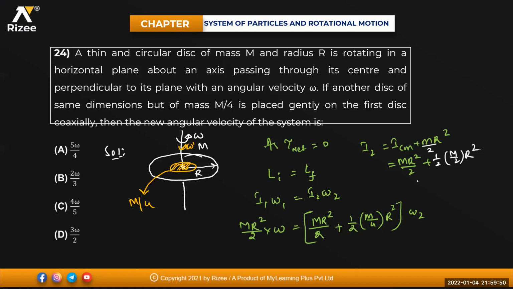Okay, so what can I get as the answer for this one, beta? This one is also capital M only, beta. So if I simplify this one, M R square everywhere will get cancelled. This M R square, this M R square, this M R square will get cancelled. So omega by 2 is equal to 1 by 2 plus 1 by 8, 4 twos are 8, into omega 2. Okay, see how much I'm getting for omega 2. Omega 2 is equal to how much?